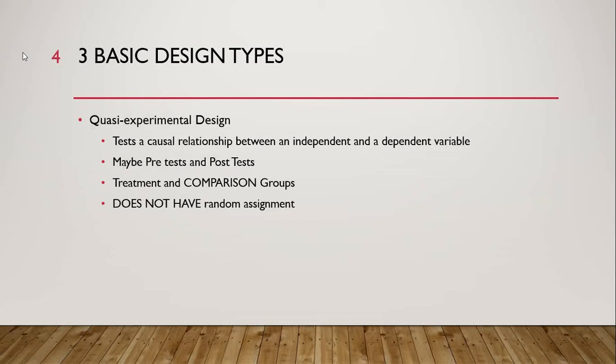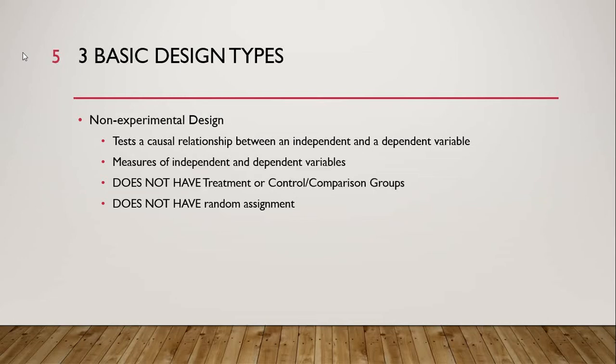The quasi-experimental design is also a test of a causal relationship between an independent and dependent variable. There may be pre-tests and post-tests, but not always. In quasi-experimental designs, we have a treatment and a comparison group. Whenever you're talking about a quasi-experiment, we refer to the control group as a comparison group. And the key difference between quasi-experimental and true experimental designs is the lack of a random assignment mechanism. Quasi-experiments do not have random assignment.